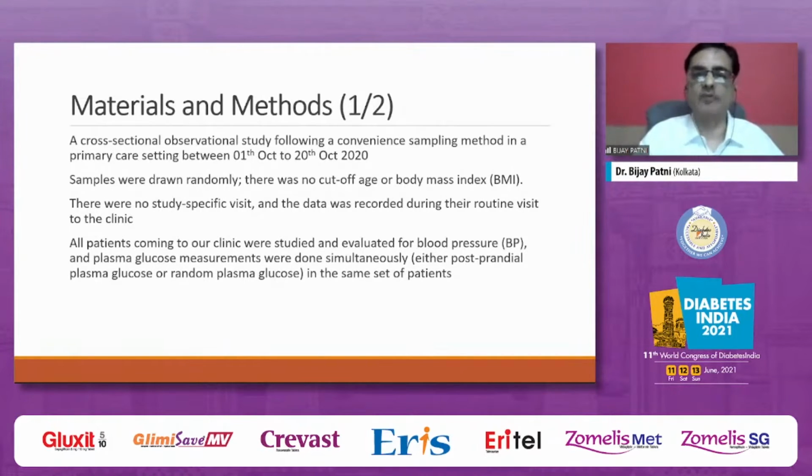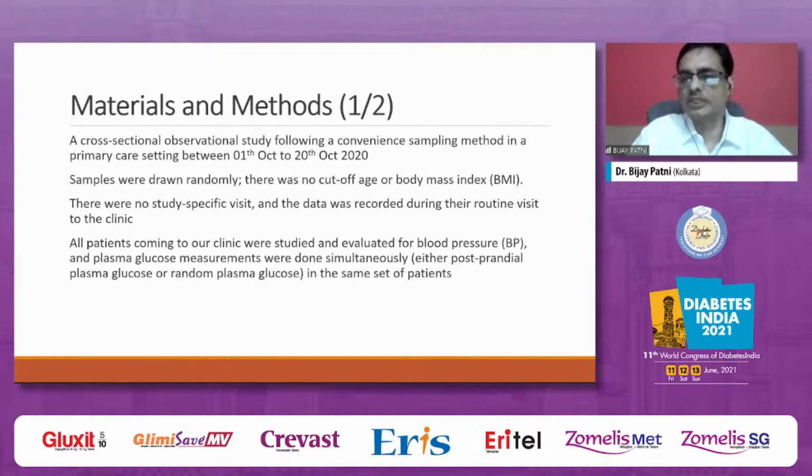And we acquired new instruments, the validated blood pressure instruments and the glucometers, along with training of the nursing staff. So this was a cross-sectional observational study, which followed a convenience sampling method in a primary care setting between 1st October to 20th October. The samples were drawn randomly.